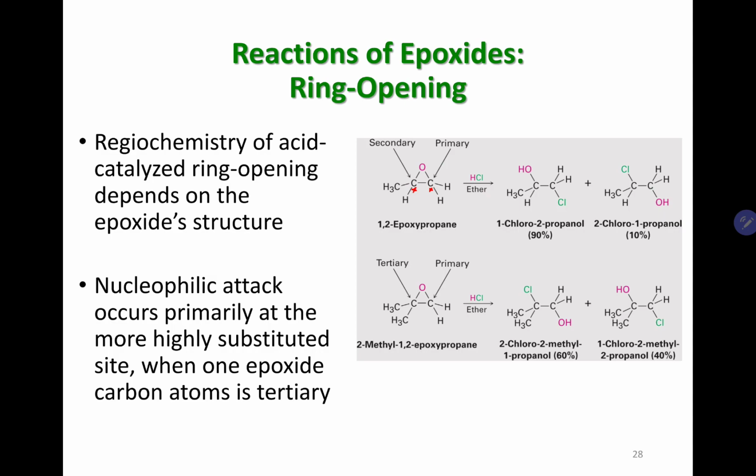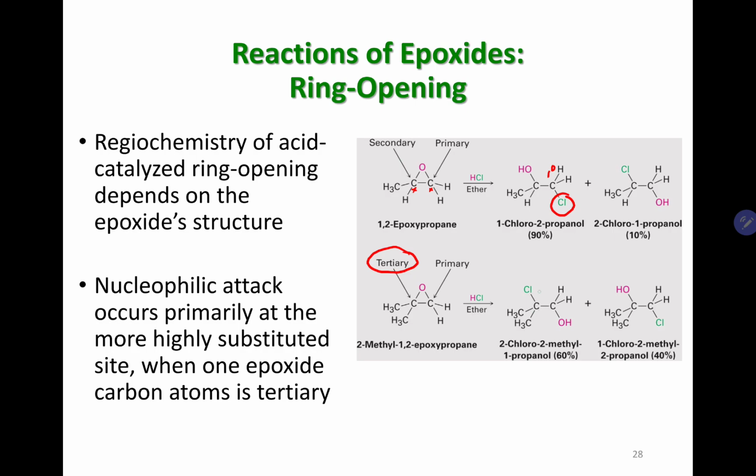If you start with an epoxide ring containing a primary carbon and a secondary carbon, the incoming nucleophile will attack the less crowded primary carbon. But if your epoxide contains a tertiary carbon, then the nucleophile, chloride, will mostly go into the tertiary carbon.